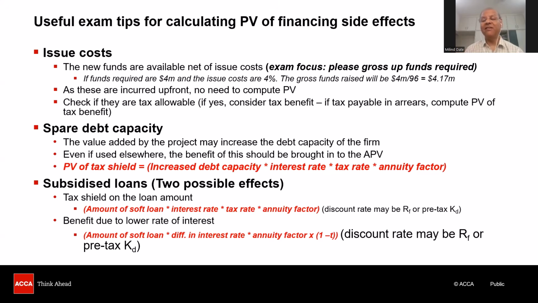And the second benefit is related to the saving in the interest cost because of the subsidized effect. So you take the amount of soft loan multiplied by the difference in the interest rate. Normal loan may be available at 8%, you get here at 6%. So 2% is the difference in the rate multiplied by annuity factor, and take this cash flow post-tax. Because on the saving, you need to reflect the tax amount that you have to deduct. Net of tax benefit will be available. Again, discount rate could be risk-free rate or the pre-tax.